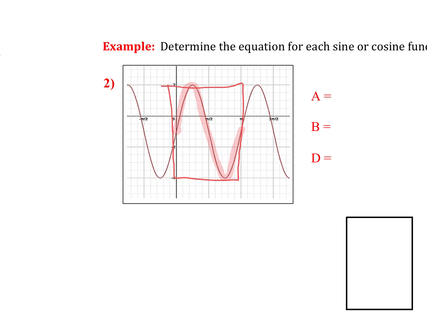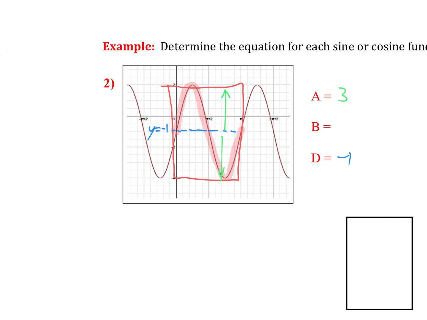My midline is going to be -1. That's the d value. My amplitude is how far up do I go or how far down do I go to get to the min, get to the max, respectively. In this case, that would be 3.